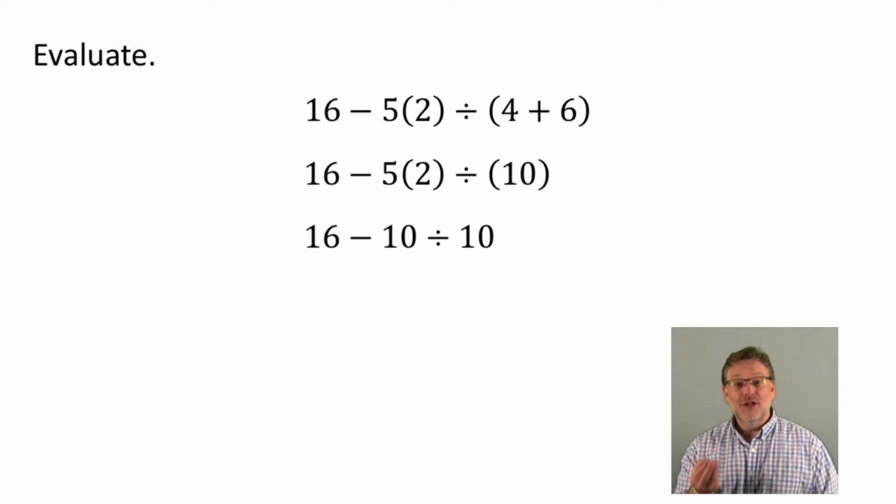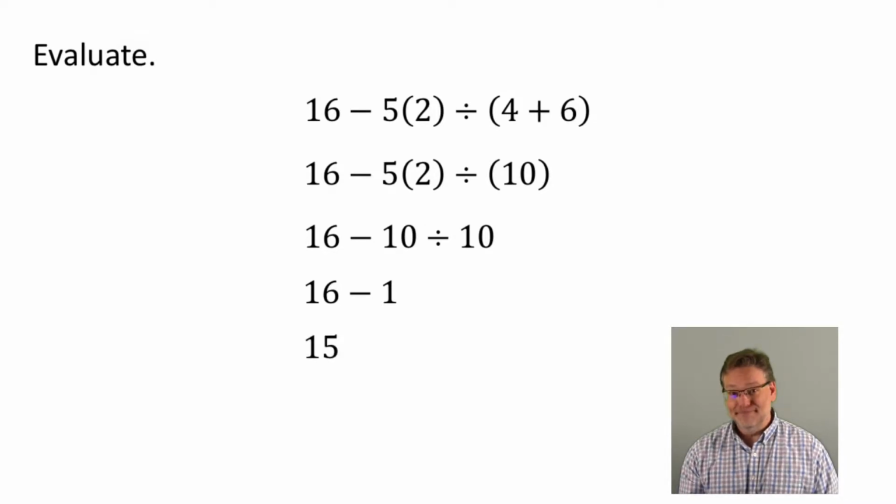That's important. You will see when we are evaluating these things that we only do one part of it at a time, and we rewrite everything else around it. That allows for us to do this in the correct order. So I want you to get in the habit of doing that for yourself. 16 minus 10 divided by 10, what has priority? The division. 10 divided by 10 is simply 1. 16 minus 1 is 15. Our final answer is 15.